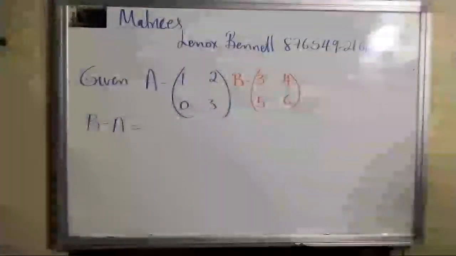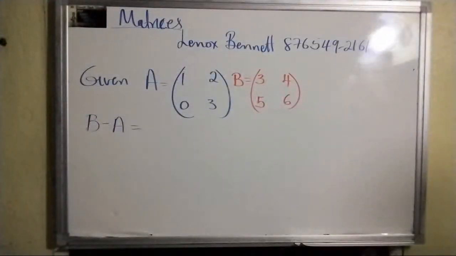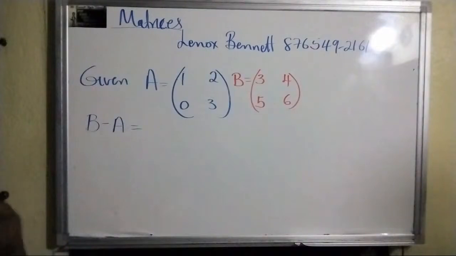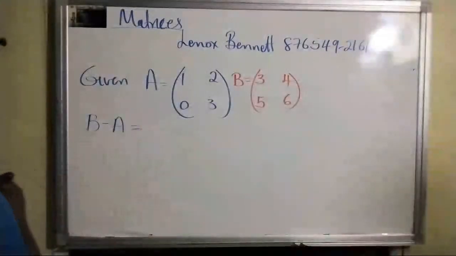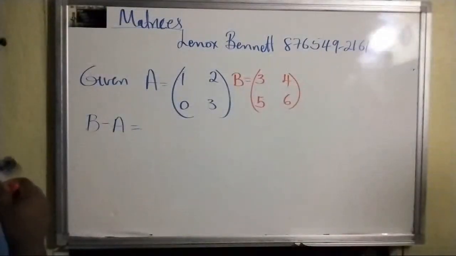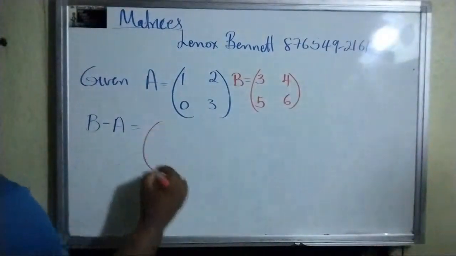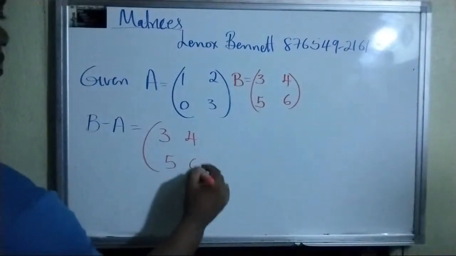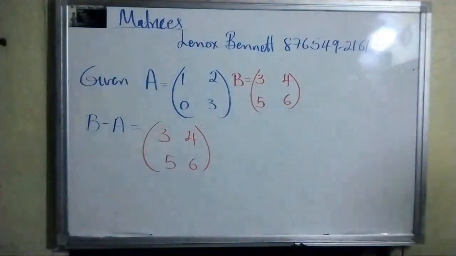Alright, so let us go to the solution now. It says B minus A. I'm not seeing any comments coming in still. Alright, so we arrange it in the particular way. It says B first, so let us do that. So it's [3, 4; 5, 6]. Now this is B minus A.